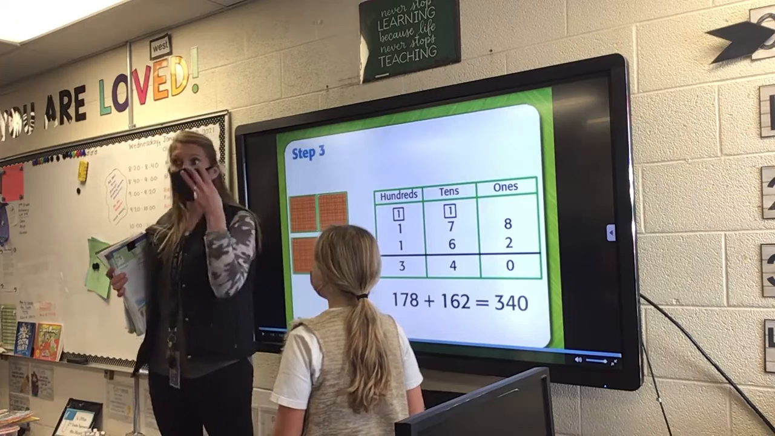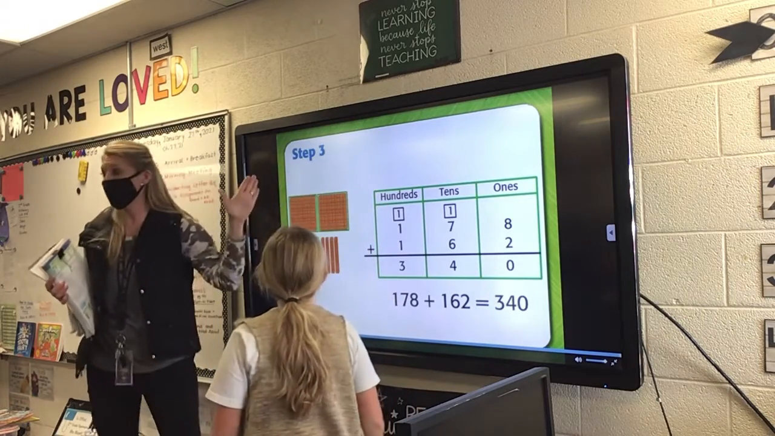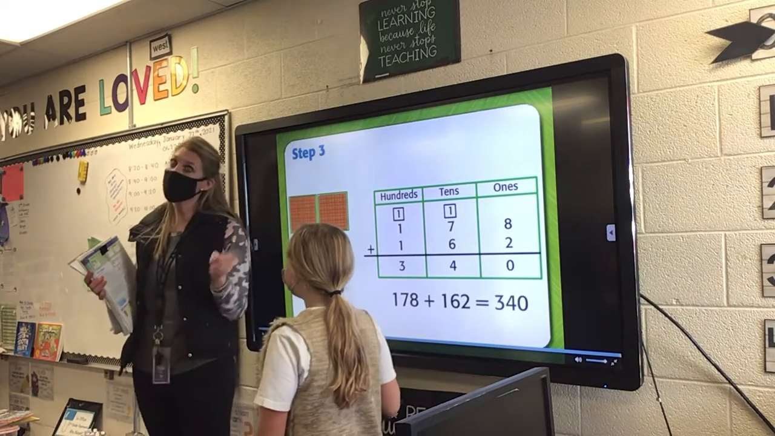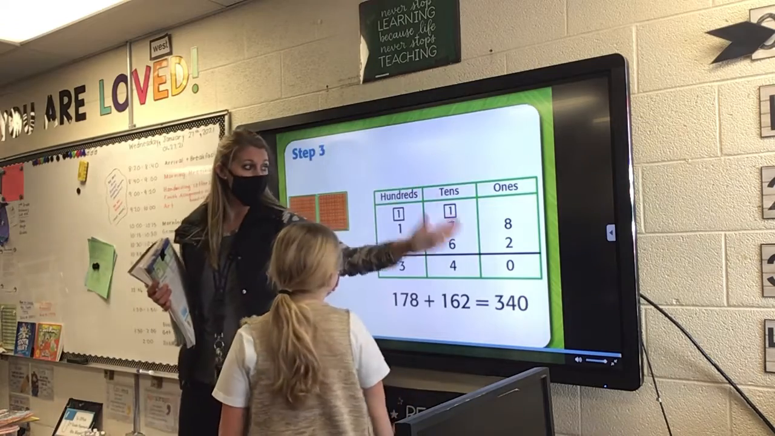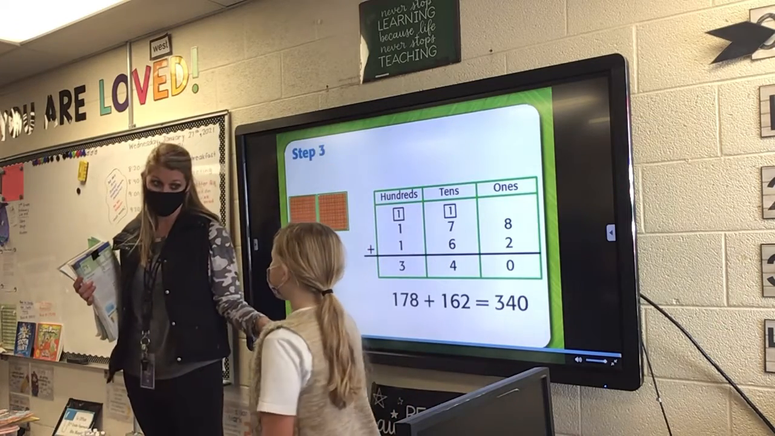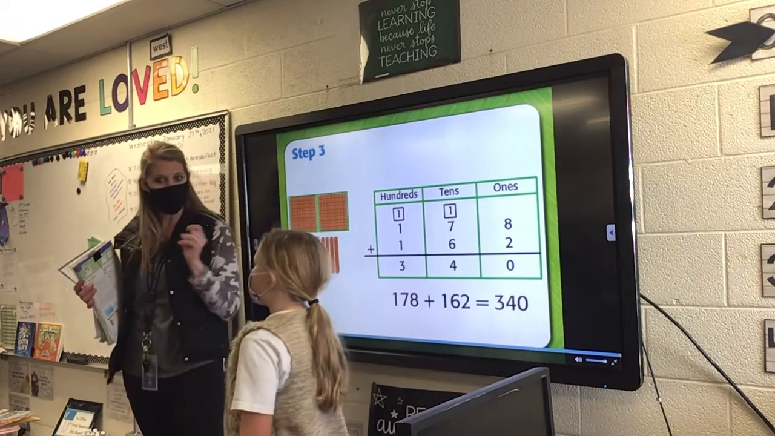So it could happen again. You could regroup 3, 4, 5, 6, 7, 8, 9 times, depending how many place values you have. But luckily in 2nd grade, we don't have to go that far. We just have to do our 1s, 10s, and 100s. I want to go to 1,000. I know. Next year you guys will do that. So good question.